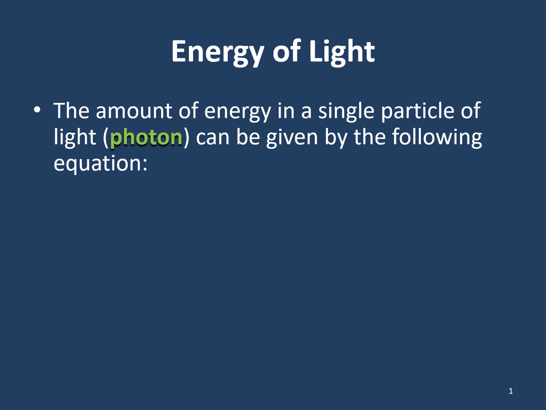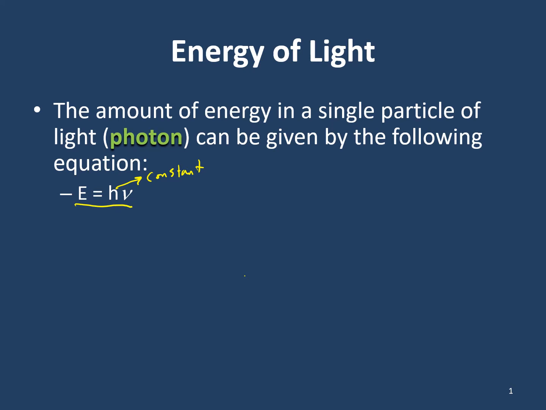So, the amount of energy in a single particle of light, i.e. a photon of light, can be calculated using this equation. This equation is known as Planck's law, developed by a famous physicist and chemist named Planck. The h here is a constant, which, since Planck came up with the equation, gets named after him as well.